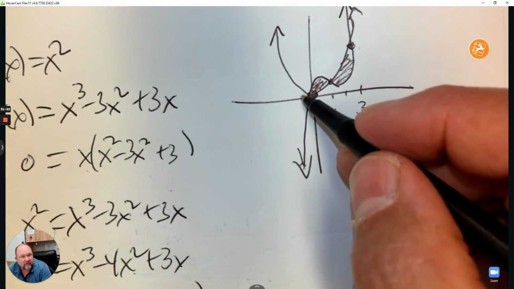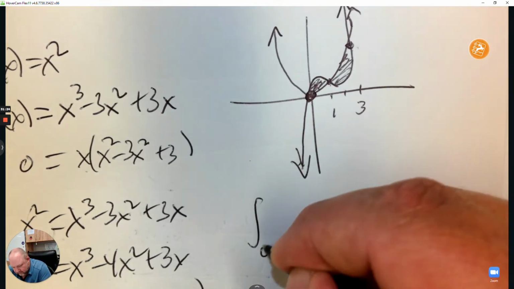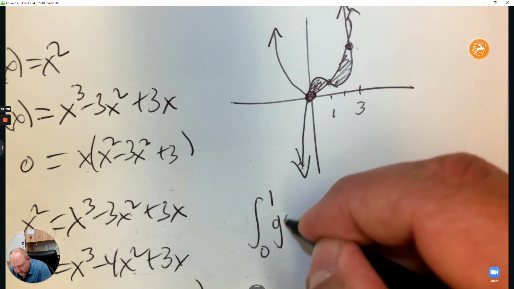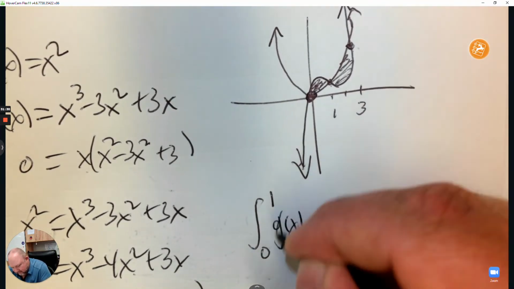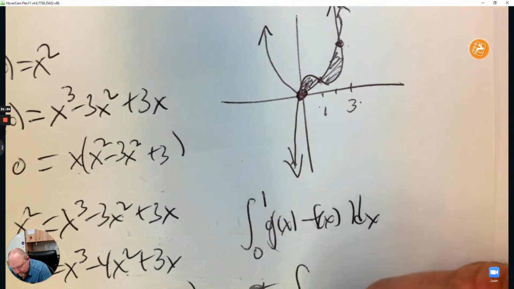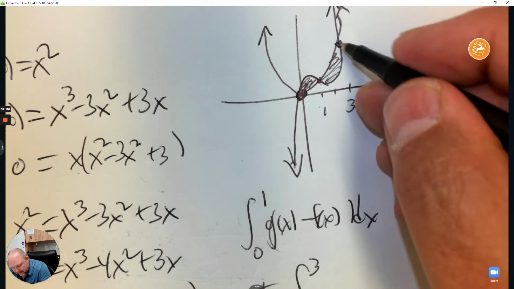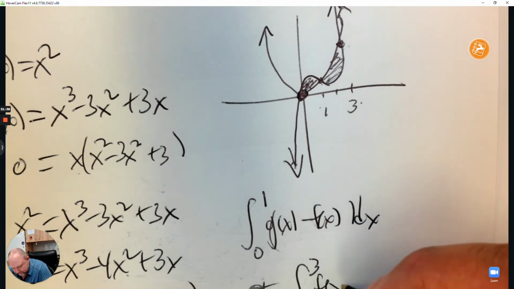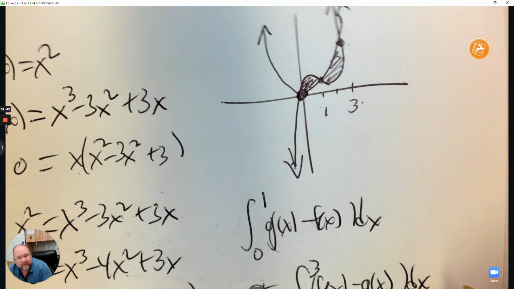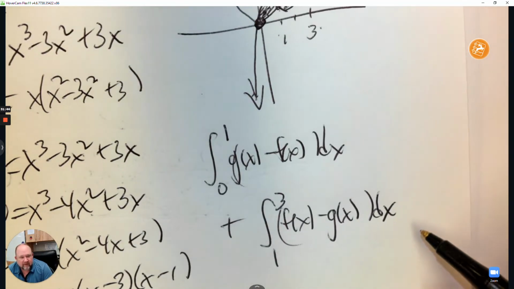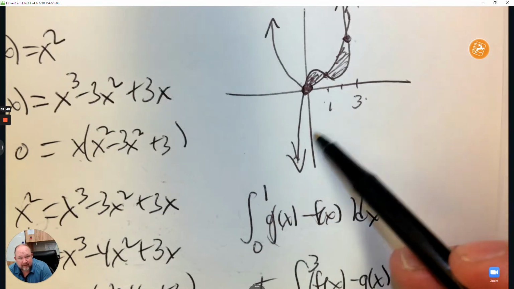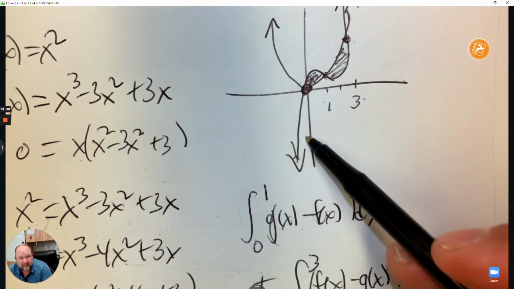So the first integral is going to go 0 to 1. Which one's first and which one's second? The top would be g at x, and the bottom's f at x. And then it goes 1 to 3. Now the parabola is on top, and the cube is underneath it. You could use a calculator. We didn't. We used the points of intersection and understood the end behavior, where it goes up to the right and down to the left, to have a sense of it.